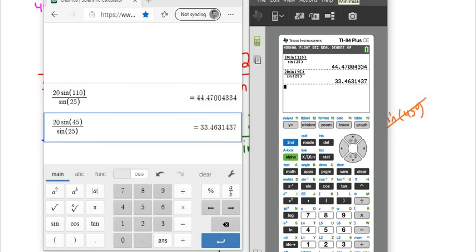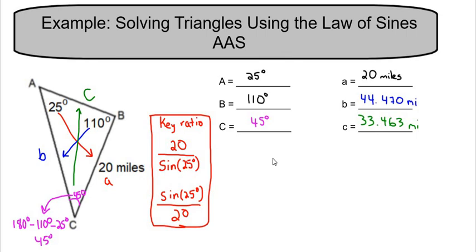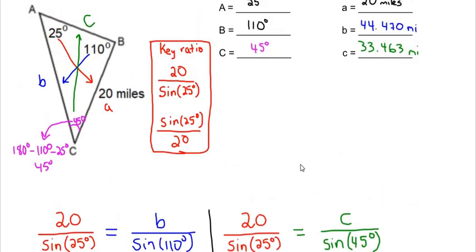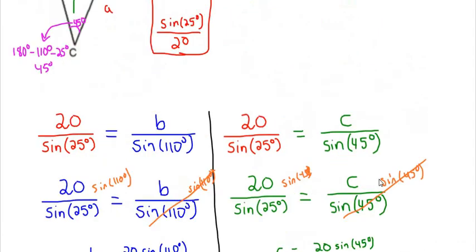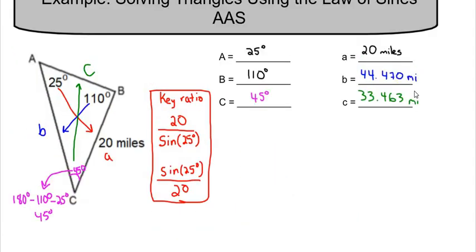So now let's go ahead and just put everything together in our solving the angle. At the very beginning, there was a thing to fill out. So you can see what I've done here is I have taken the given information, the 25, the 110, and the 20 miles. I just wrote them down in their corresponding angle or side. And then for the 44.470, I got that from here. And the 33.43, I got that here. But notice I included the fact that they're miles.